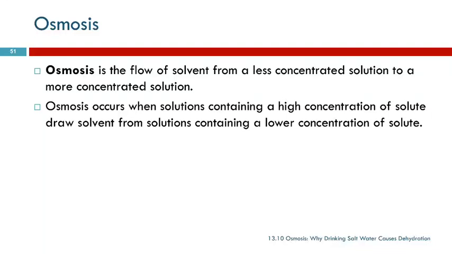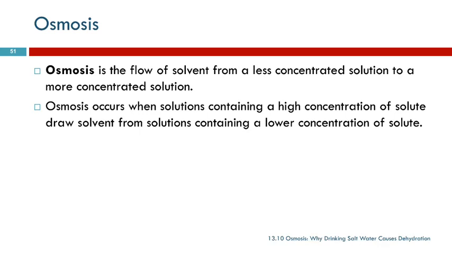Osmosis. This is another colligative property. Osmosis is the flow of a solvent from a less concentrated solution to a more concentrated solution. And so this happens when solutions containing a high concentration of solute draw solvent from solutions containing a lower concentration. The way I think of this is nature is always trying to make things even, right? Level. It doesn't like things to be at different levels.